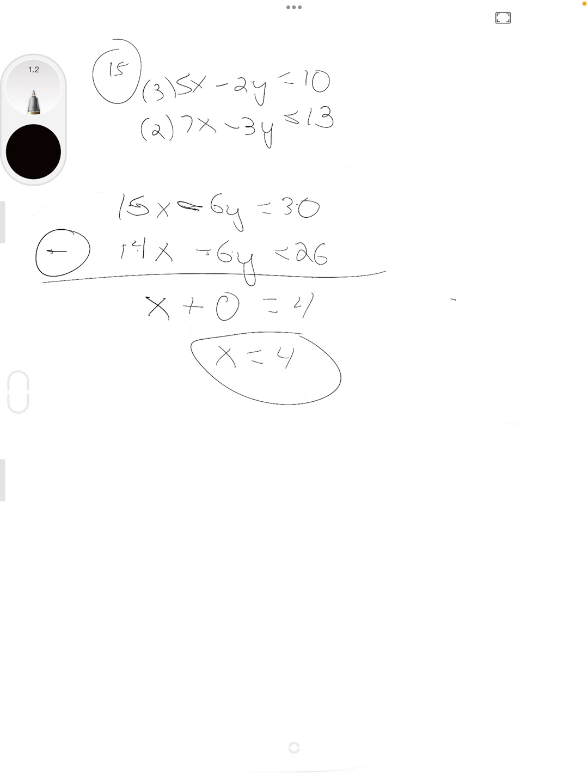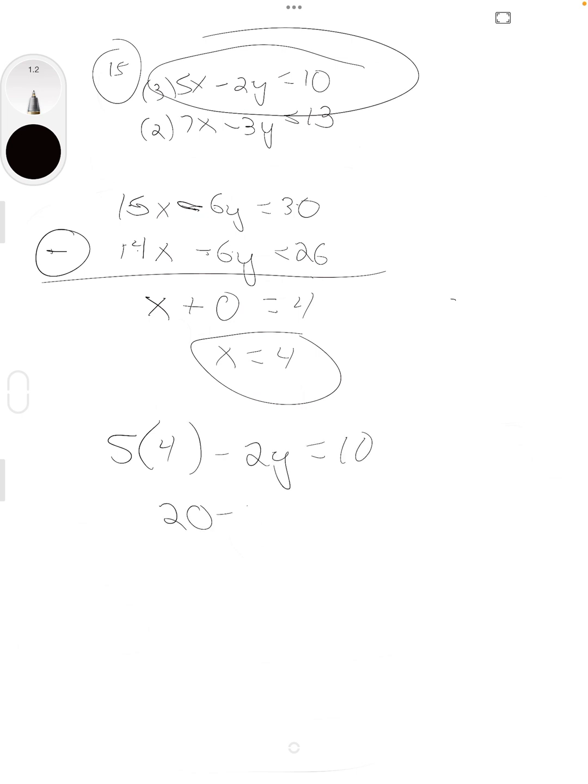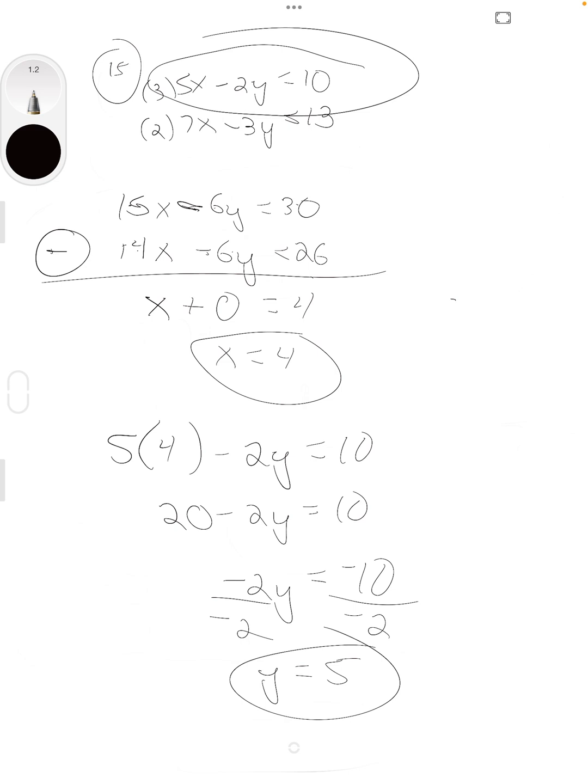So this one's kind of easy. Then I go back to one of my originals. I usually just pick the top one. 5 times x, which is 4, minus 2 times y equals 10. So 20 minus 2y equals 10. Subtract 20 from both sides. I get negative 2y equals negative 10. Divide both sides by negative 2. And I get y equals 5. And that's problem number 15.